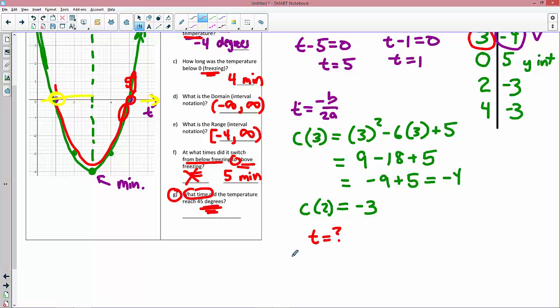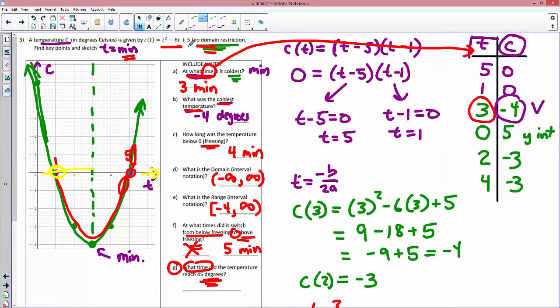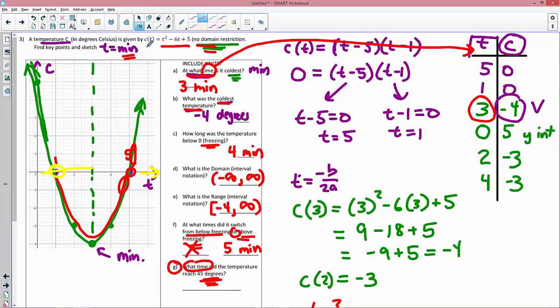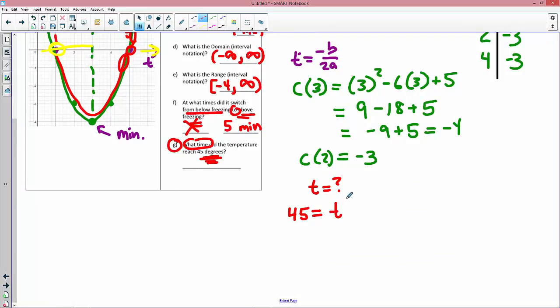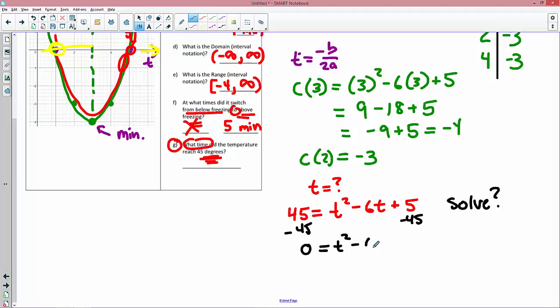If I take my original equation, which was c of t, I'm going to replace the c with 45, and solve for t. So I replace the c with 45, and I'm going to write t squared minus 6t plus 5. See, I'm solving for t, so don't plug anything in for t like we're used to doing. How do we solve a quadratic? We set it equal to 0, so we're going to subtract 45 from both sides. And we're going to get 0 equals t squared minus 6t minus 40.